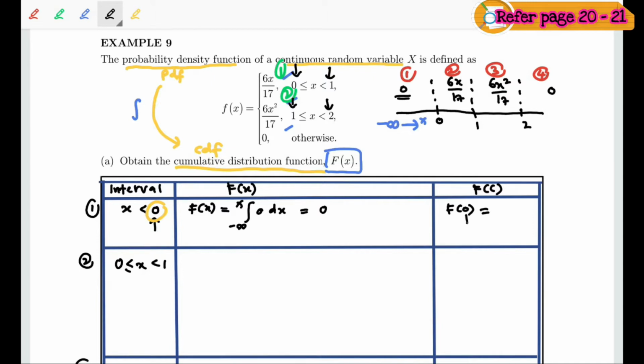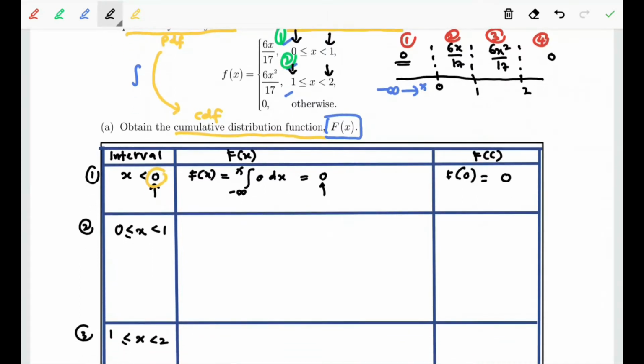So 0 needs to be substituted into this function. Substituting 0 into the 0 function will give you 0, so F of 0 equals 0. And then we are going to proceed with the second interval.